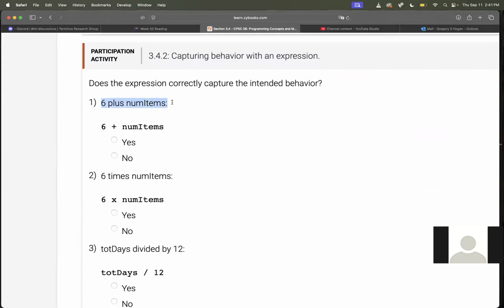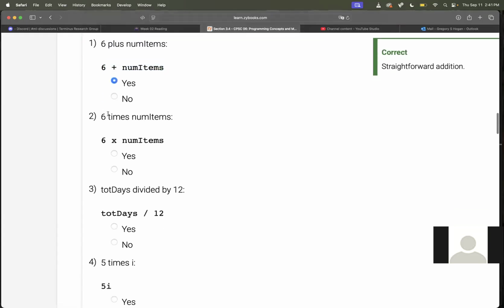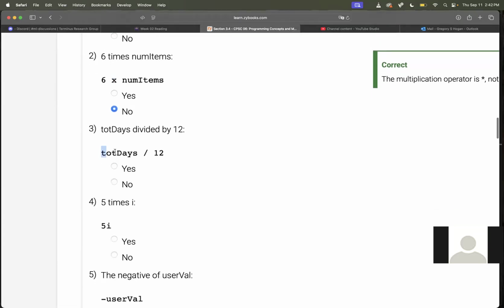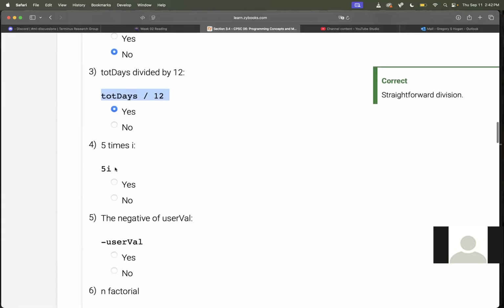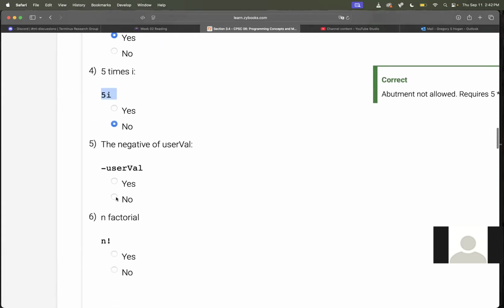If you want 6 plus num items, would you type 6 plus num items? Yeah. If you want 6 times num items, would you type 6x num items? No, right? It's not x, it's asterisk. So this is wrong. Is this how you would write tote days divided by 12? Yeah. How would you do 5 times i? Not like this, right? You need the asterisk. Is this how you do a negative? Yep.